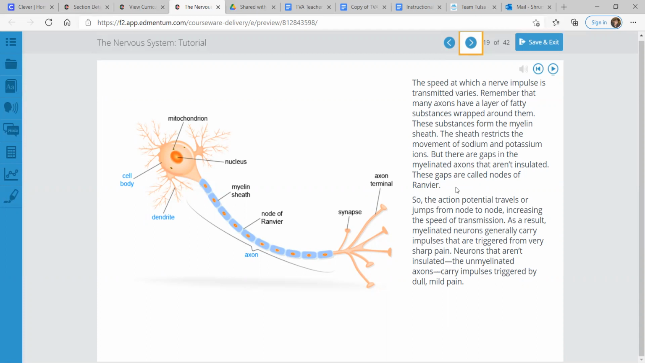So as a result, myelinated neurons generally carry impulses that are triggered from very sharp pain. Neurons that are not insulated, the unmyelinated axons, carry impulses triggered by dull, mild pain. So if there are myelinated sheaths, those are for sharper pain. Unmyelinated axons are for less pain.